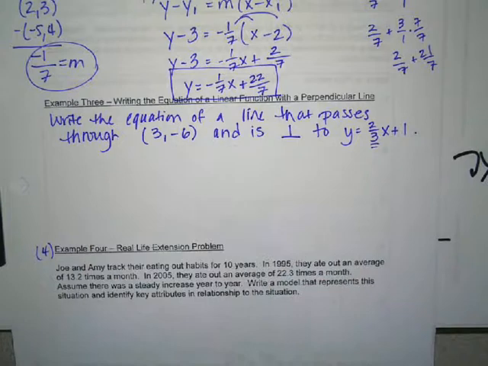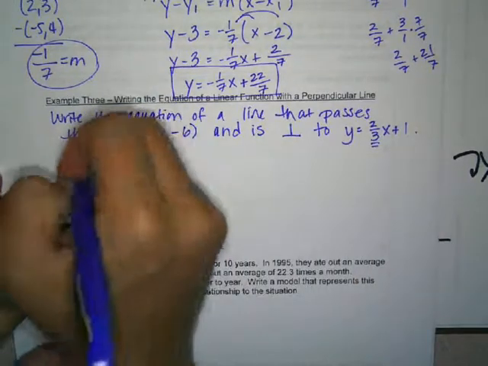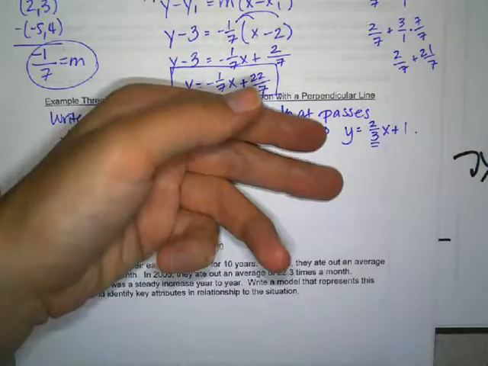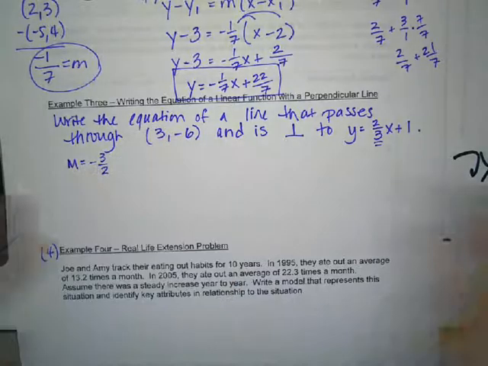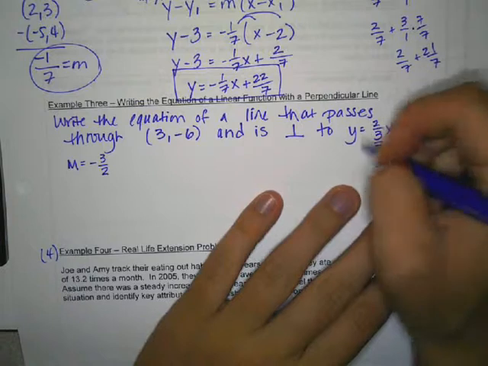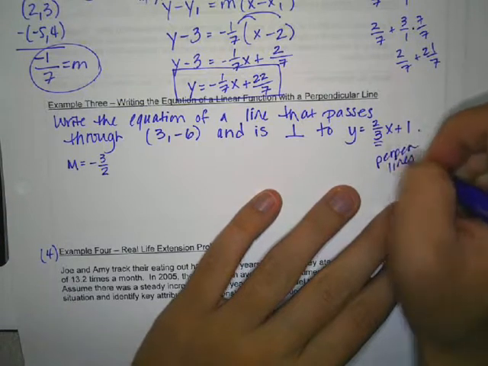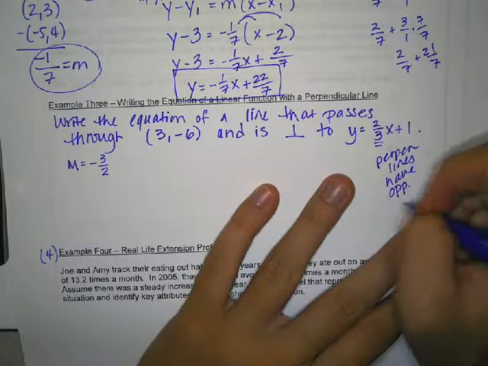My slope isn't 2/3. My slope is completely opposite of 2/3. So I'm going to use the fact that I know my slope is completely opposite of 2/3. Completely opposite would mean you're going to flip it and make it negative. So my slope is actually -3/2. Okay, might be good to write that down. Perpendicular lines have opposite slopes.